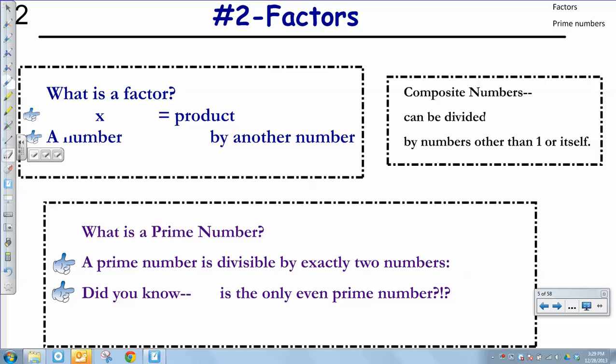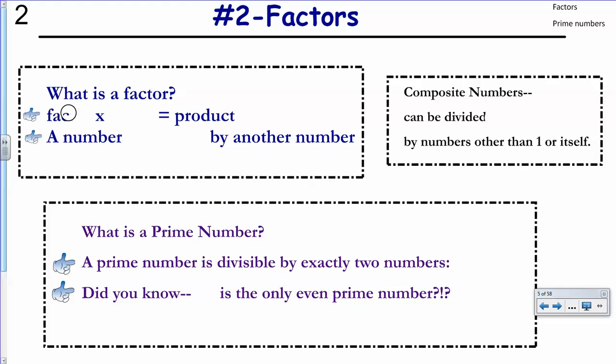So first of all, we need to review some definition words. What is a factor? A factor, we can say mathematically, a factor multiplied by a factor equals a product. So factor times factor equals product. You need to write this in on your notes packet. Factor times a factor equals a product. So the answer to a multiplication problem is a product.